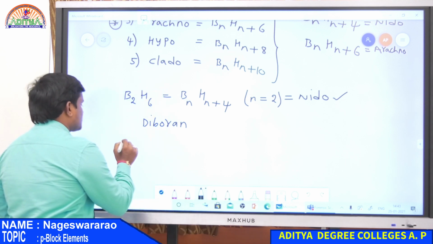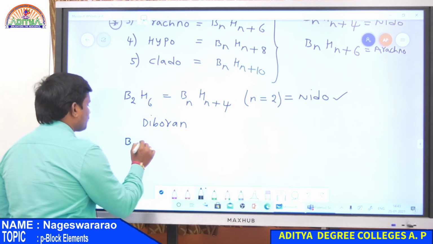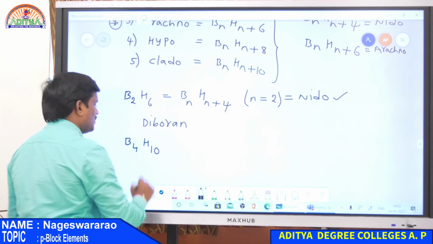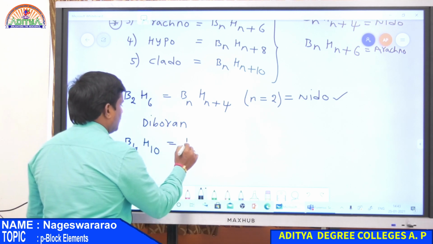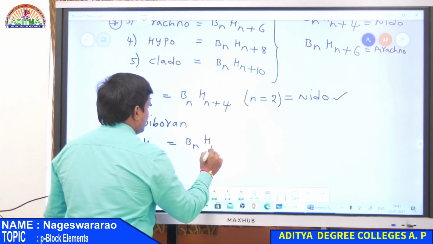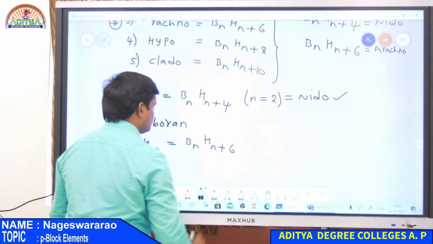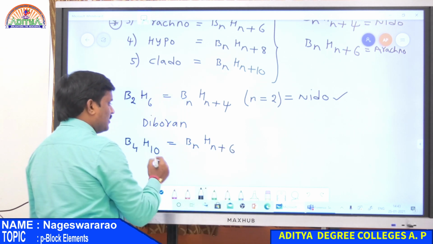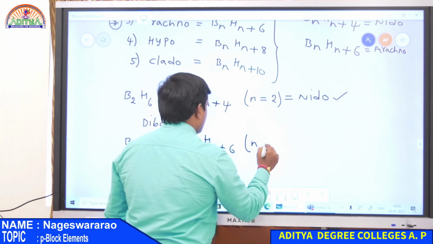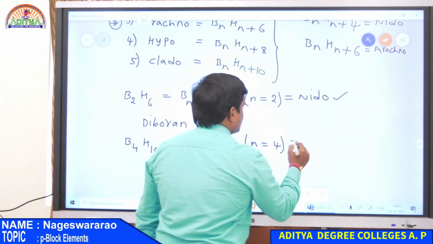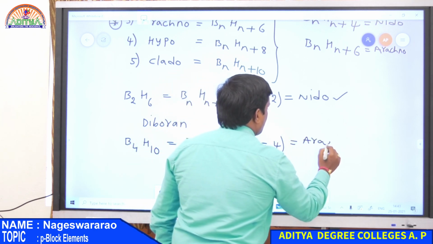And the next example is B4H10. So it has the general formula BnHn+6 because 4 plus 6 is equal to 10. Therefore, where n is equal to 4, and this is also an example for arachnoborane.